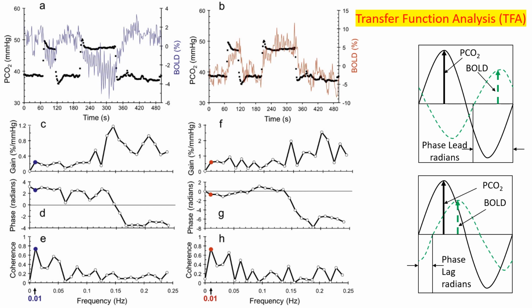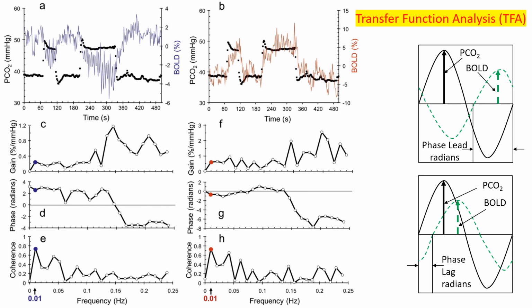Here is an illustration of transfer function analysis of two voxels where BOLD measures blood flow in percent change and the vasodilatory stimulus is two square wave changes in PCO2, the black traces. The left voxel, A, shows a negative BOLD response, while the right voxel, B, shows a positive BOLD response. The spectra for gain, phase, and coherence are shown below these traces.